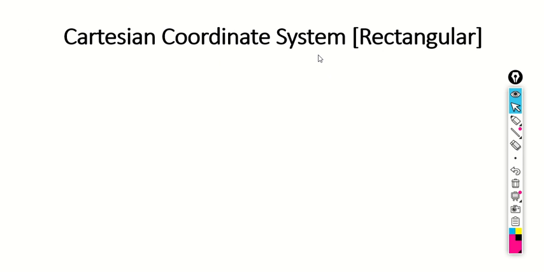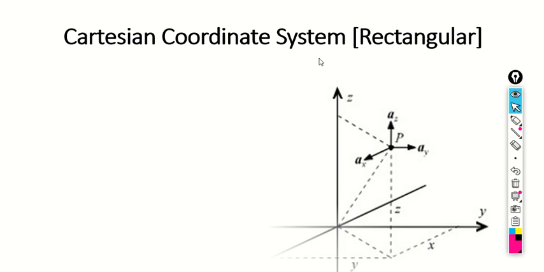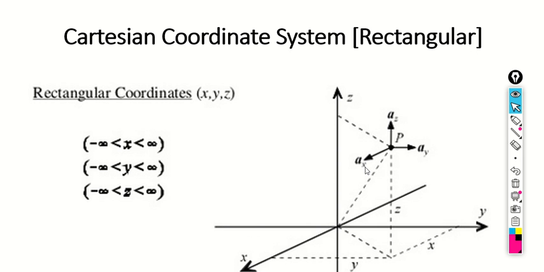Let us understand for it what the unit vectors in the Cartesian coordinate system are. The unit vectors in the Cartesian coordinate system are ax cap, ay cap, and az cap. The limits of the magnitude of the x component, y component, and z component range from minus infinity to plus infinity.